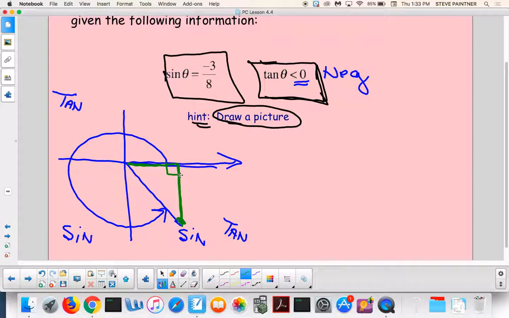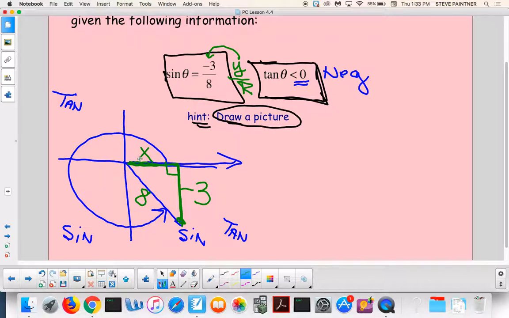Sine is? Y over R. Okay, so the Y value is what? There it is, negative 3. The R value, the radius, is what? 8. What did you not know? You don't know X. Okay, so what do you do?